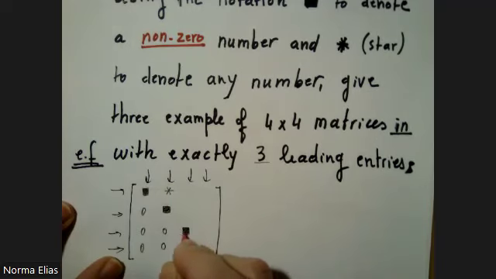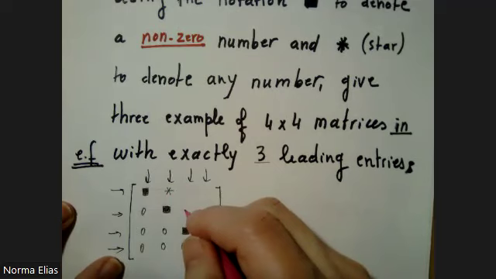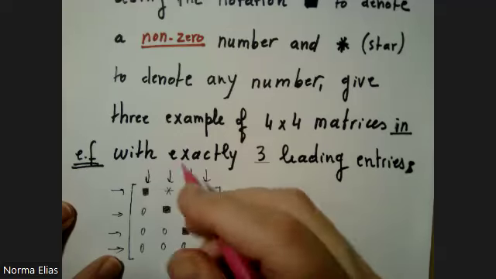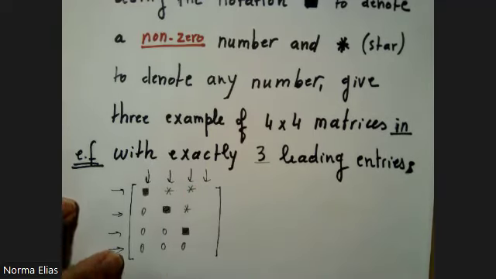So I'm giving you example number 1. You will give me the other examples. Now, if this is a leading, whatever is below it has to be a 0. Now, what can I have here? If I want it to be echelon form, this should be a star, a black box, or 0. You try to answer me. A star. It could be any number.